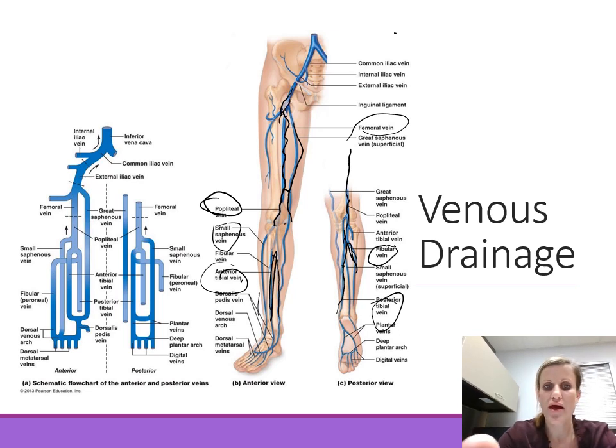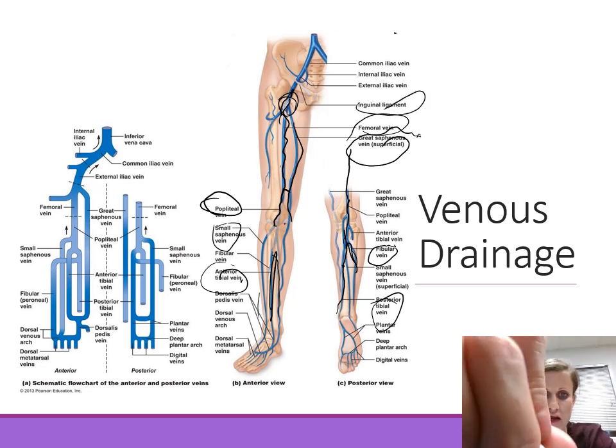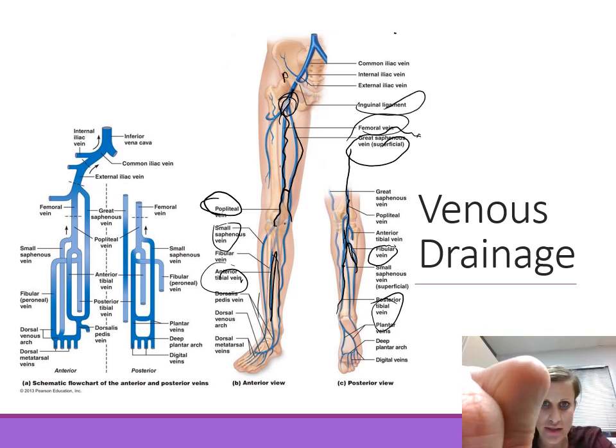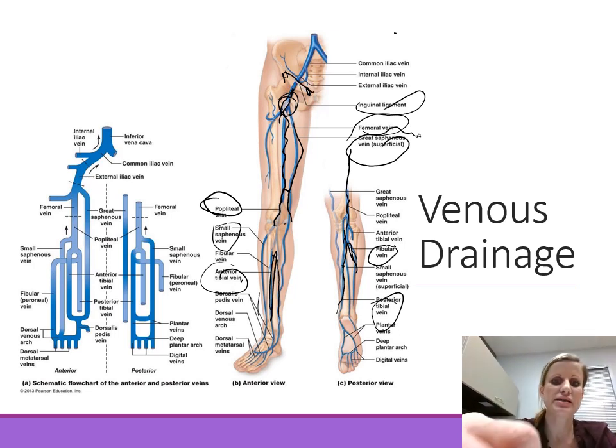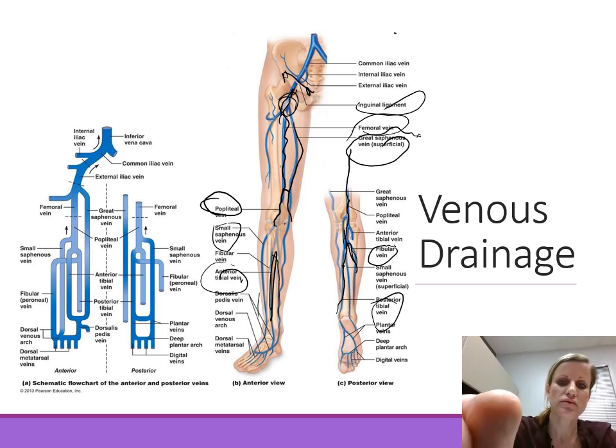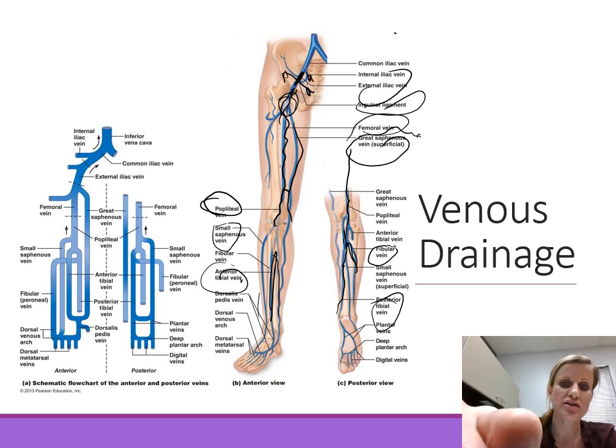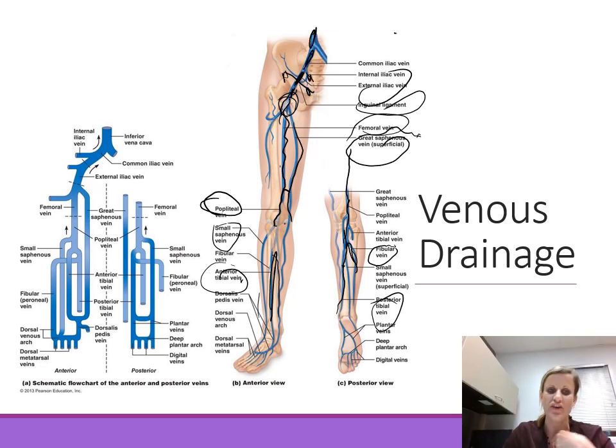The femoral vein up in the inguinal area is going to accept flow from the great saphenous vein. And then that goes up under the inguinal ligament, which passes right there. And once it passes the inguinal ligament, it becomes the external iliac vein. When the external iliac merges with the internal iliac, it becomes the common iliac, and then again, the inferior vena cava.